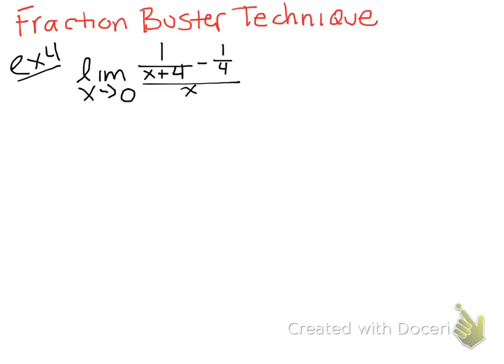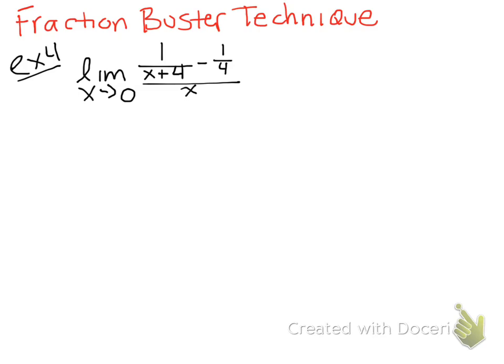I know it's a silly phrase, you might have used it in middle school, but essentially here we need to eliminate these complex fractions in order to find our limit. So what we're going to do is multiply the numerator and the denominator of our big fraction by the least common denominator of all of the smaller fractions.